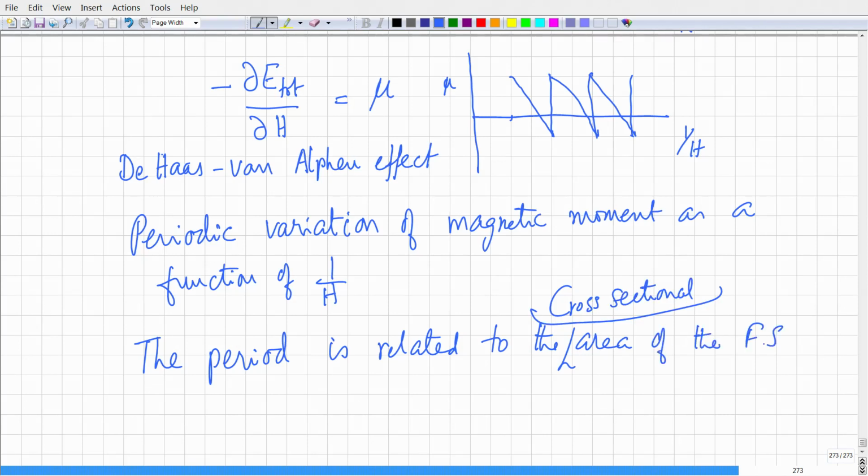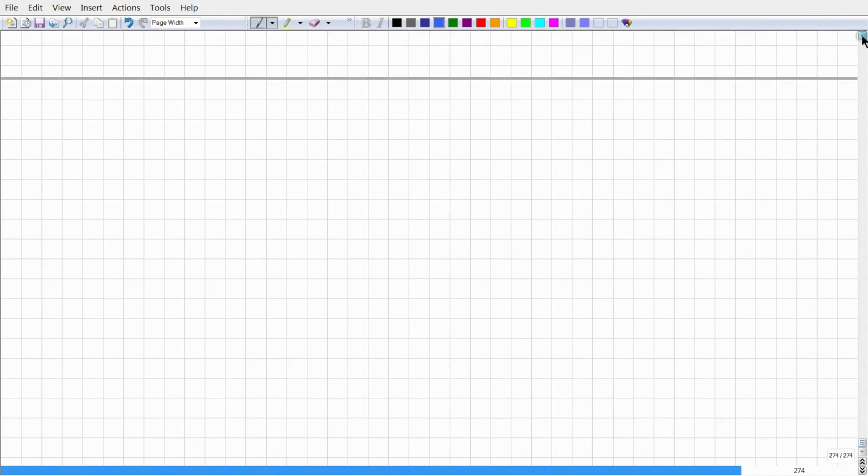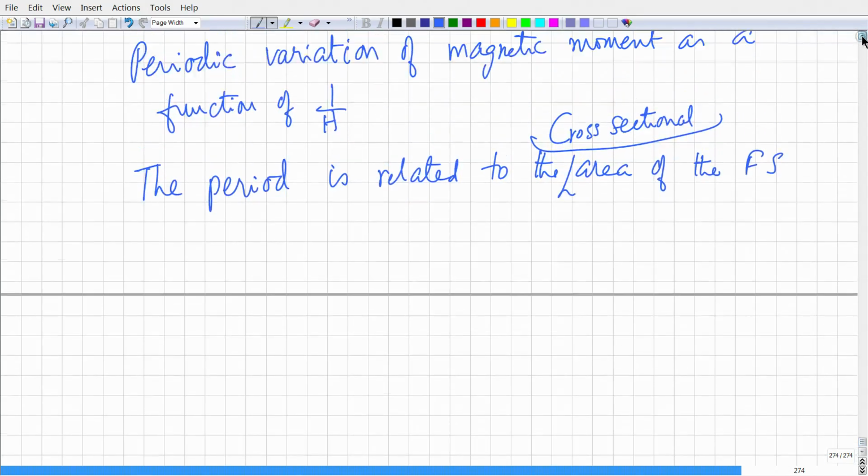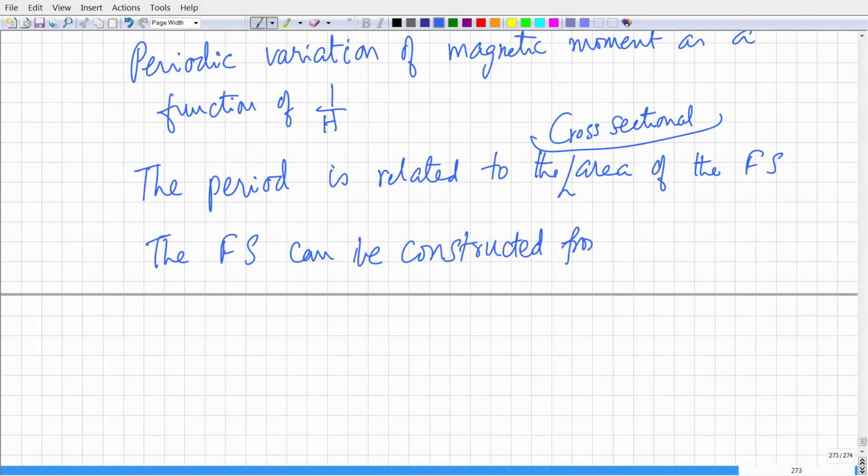So what you can do is apply the magnetic field in different directions compared to the orientation of the single crystal, and you will be exploring different parts of the Fermi surface. From the data we can build up the Fermi surface. The Fermi surface can be constructed from the data on the de Haas-van Alphen effect. Well, I think I have said all I wanted to say about the de Haas-van Alphen effect.